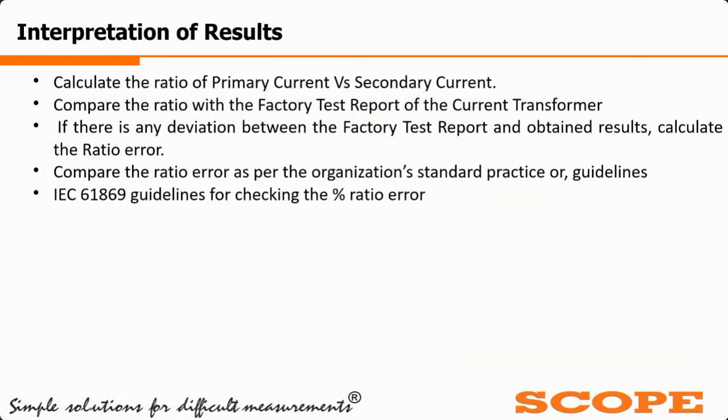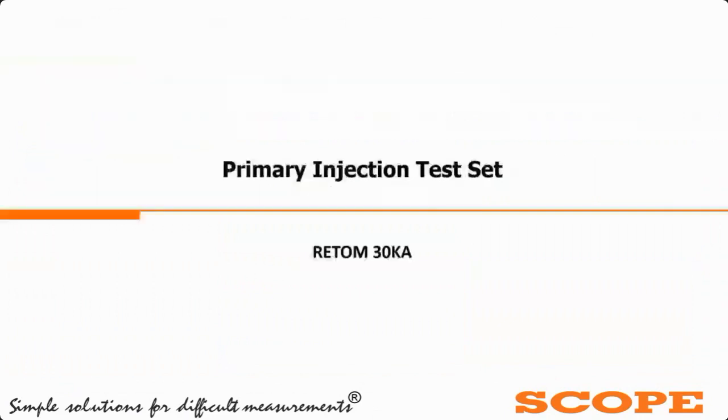Similarly, we can compare the ratio errors as per the organization's standard practice or guidelines given. And as I said, you can refer to IEC 61869 for checking the percentage error. So these are the methods for the interpretation of the results.